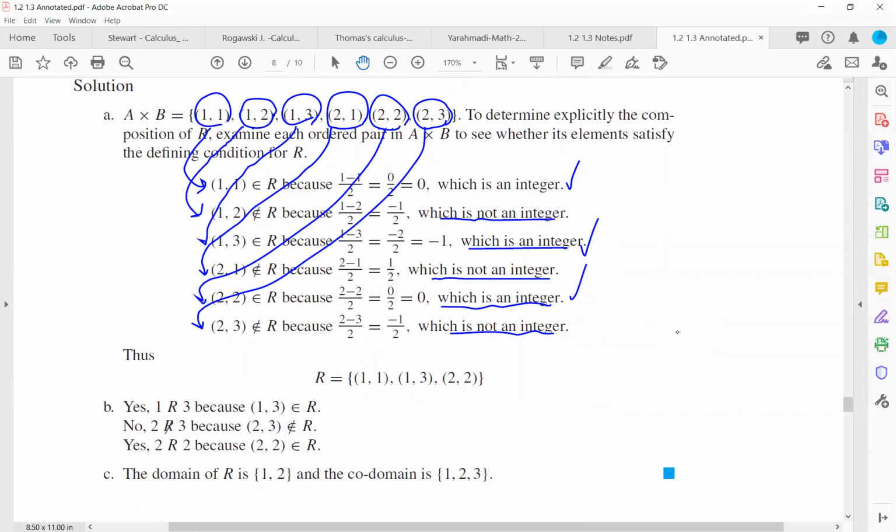The domain of R is the set of all first elements: 1, 1, and the 2. In a set, we don't have a repetition, so 1, 1, and 2 is just 1 and 2. Codomain is 1, 3, and 2. Since you have change of order in a set, you can write it as 1, 2, and 3.